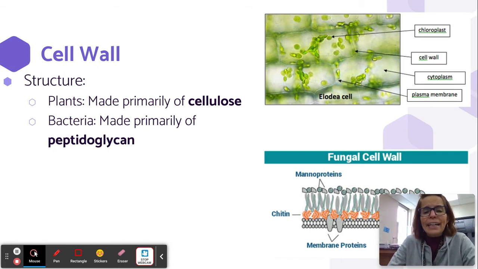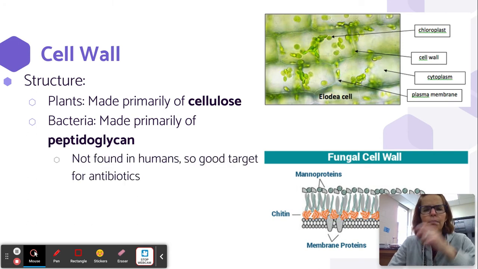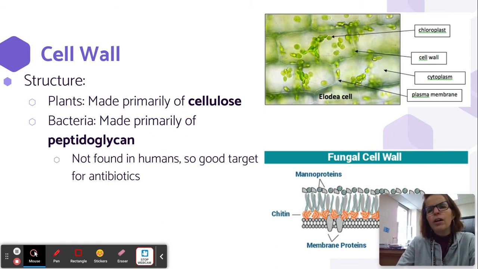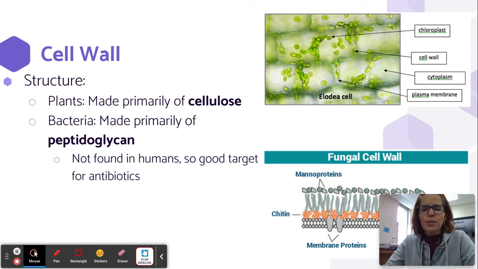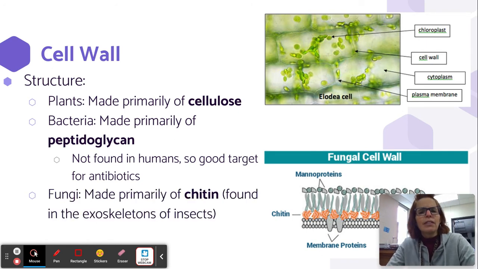Bacteria, their cell wall is made of peptidoglycan, which is another carbohydrate. But what's interesting is because bacteria have that in their cell walls and humans don't, we can take medicines, antibiotics, that mess with peptidoglycan, and it won't hurt us at all because we don't have peptidoglycan. So it damages the bacterial cells.